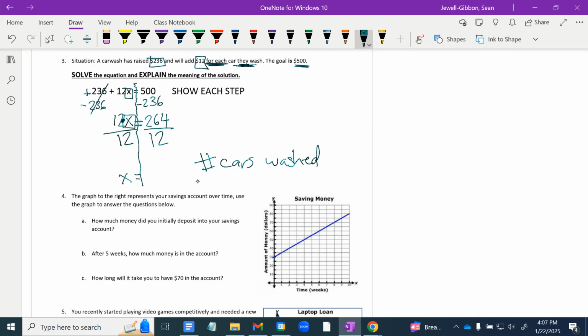All right, so divide the right side by 12 as well. We get our final answer, which is x equal to 22. X equals 22.